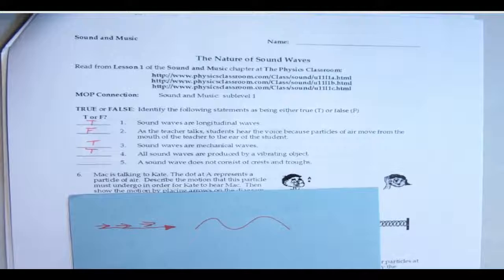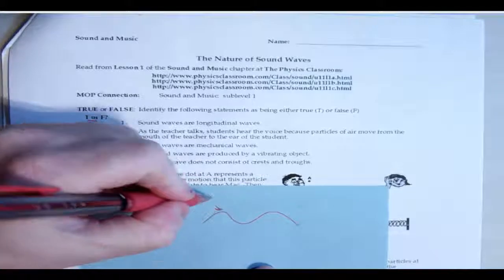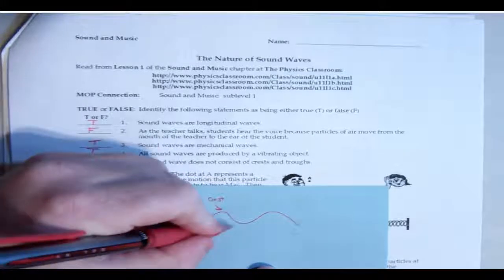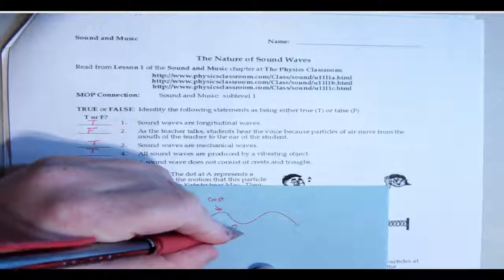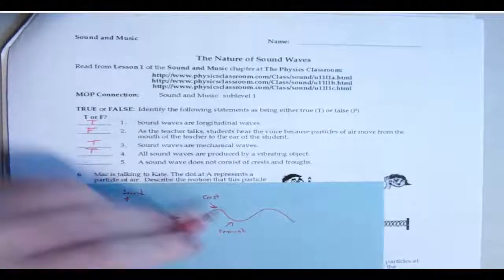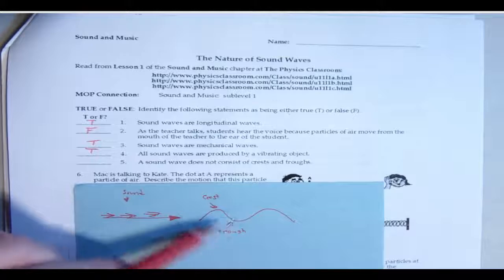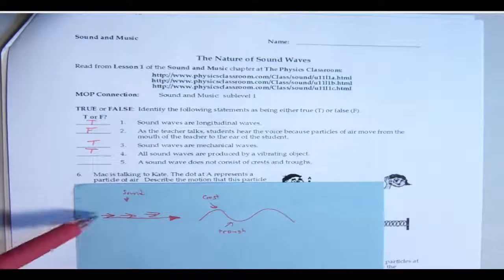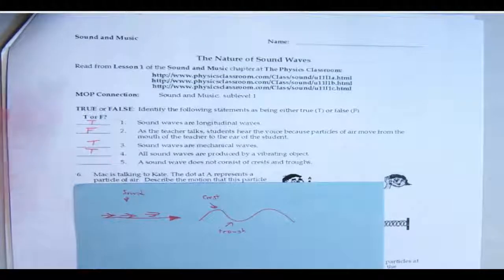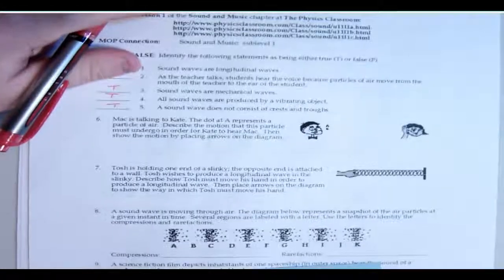Sound wave does not consist of crests and troughs. Well, this is a crest. I believe this is a trough. And remember, this is sound. This is like a normal wave, right? So this is like electromagnetic radiation stuff, and this is like sound. So in that case, that would be true. It does not consist of it. Awesome. Let us move to number 6.